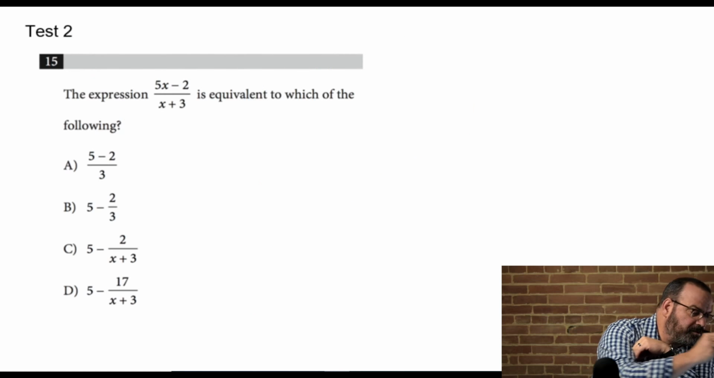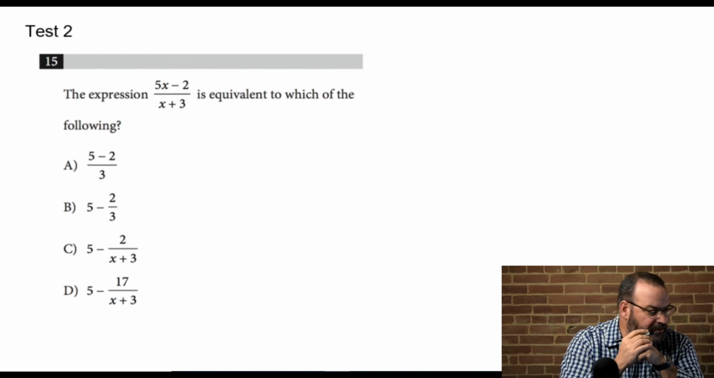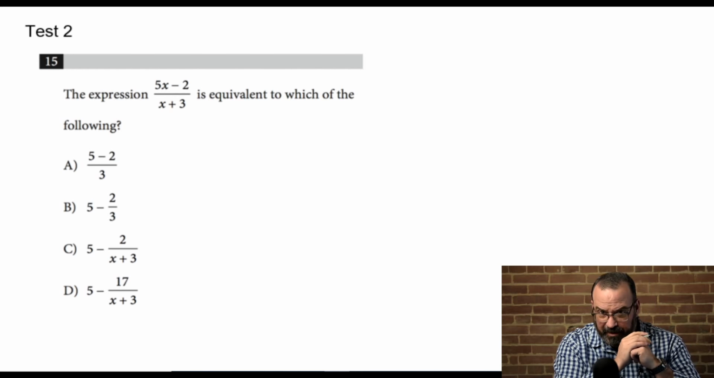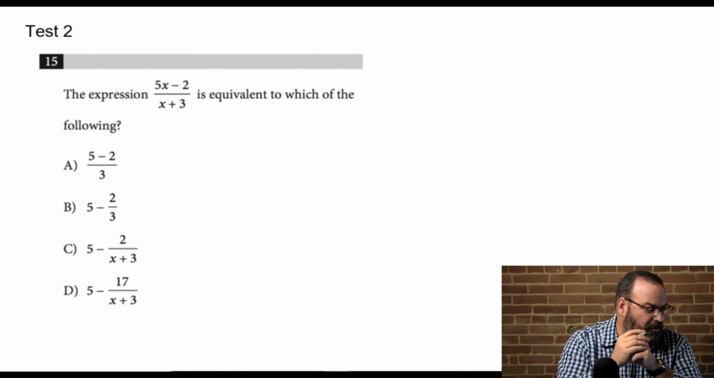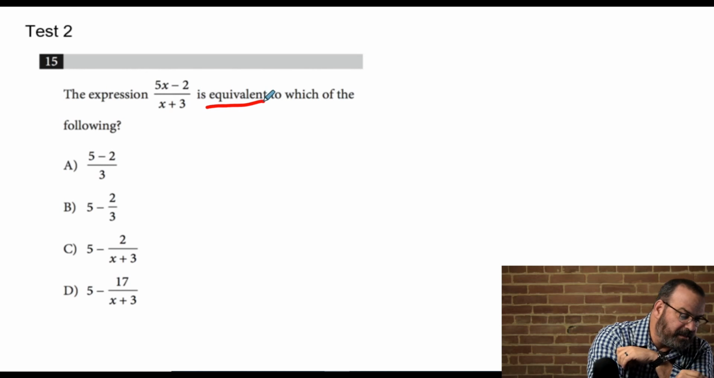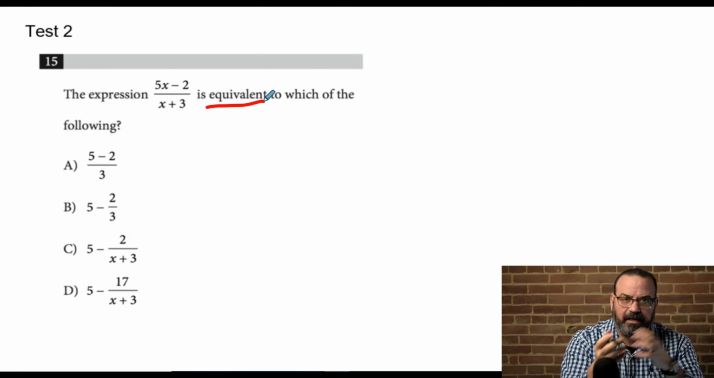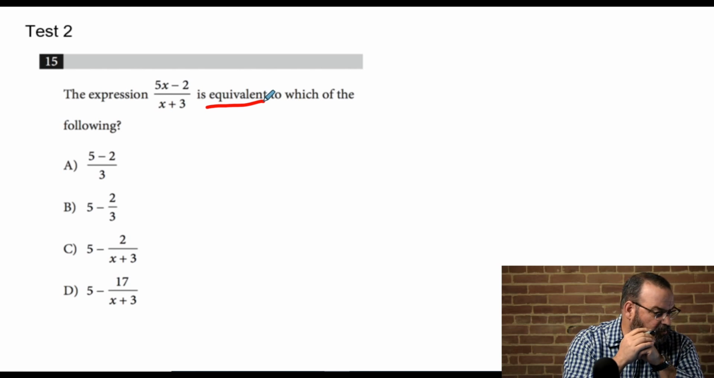These are all straight off of the SAT website. Test number 2, which they've pulled down recently because I think the math was a little too hard. But this one isn't too hard. It says 5x minus 2 divided by x plus 3 is equivalent to. Notice the word. They're always checking what these rational functions are equivalent to.